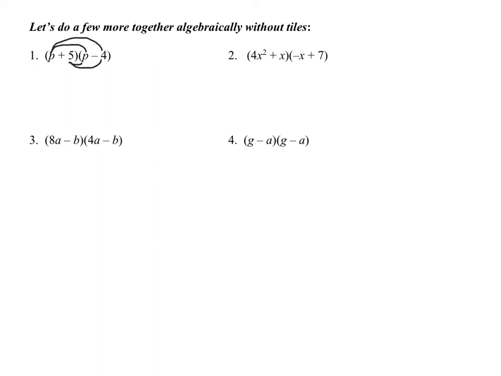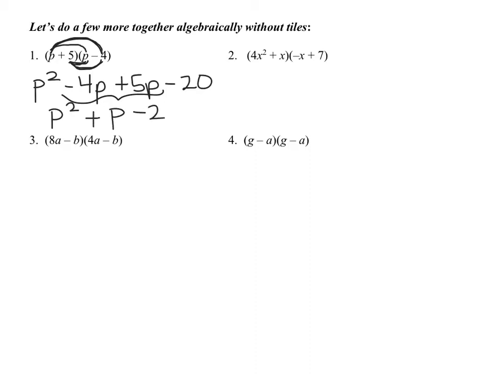So let's go back. P times p is going to give me p squared. Then I'm going to do p times negative 4 is negative 4p. Then I'm going to do 5 times p, which is 5p. And then I'm going to do 5 times negative 4 is negative 20. And then I'm going to combine my like terms. And my like terms are usually going to be in the middle, not always. And that's going to give me p squared plus 1p, which would just be p, minus 20. And you're finished.